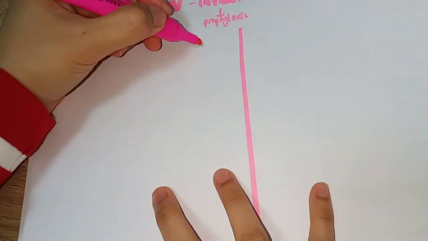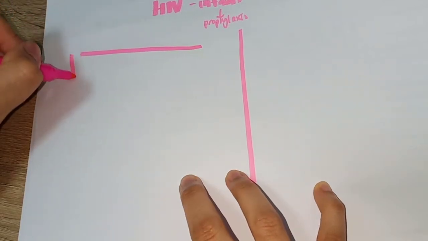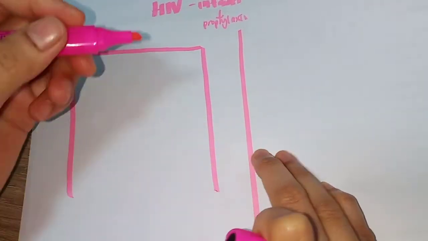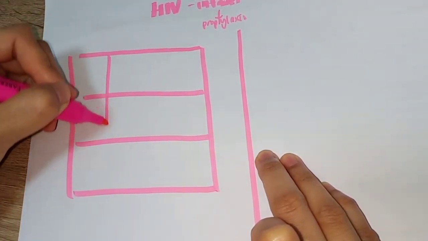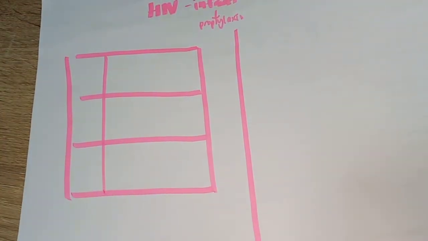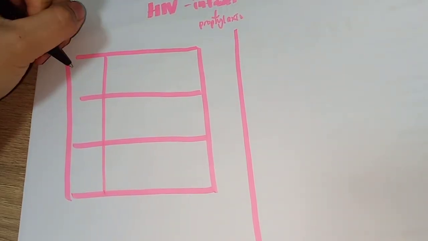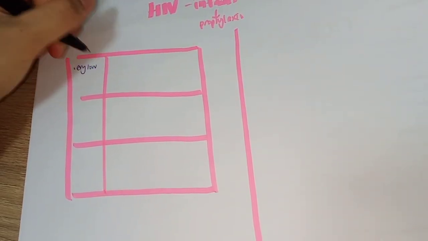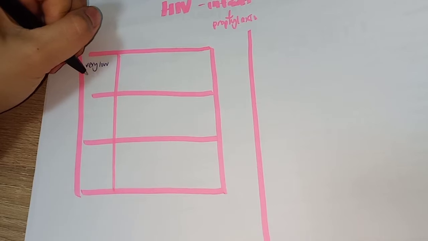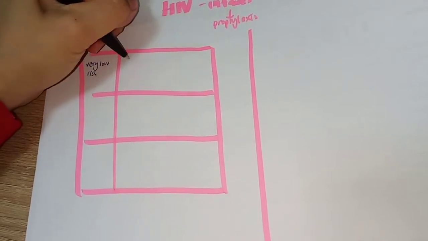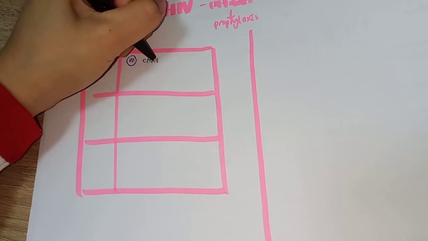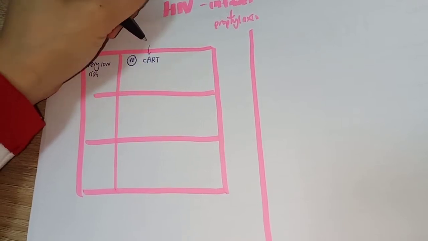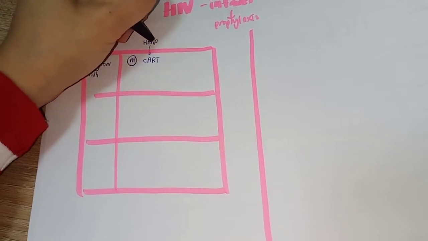We can divide an infant into three groups: whether the infant will become high risk, low risk, or very low risk. The infant will be categorized into very low risk if the mother is on cART. This determination is used in the RCOG, but in Malaysia we use HAART.